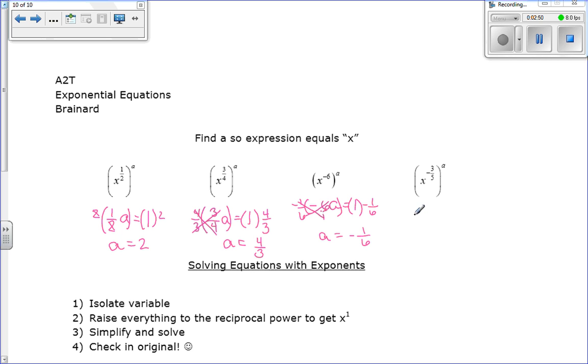For the last one, what would I multiply -3/5 by to get 1? Well, multiply by the reciprocal, which is -5/3. Everything cancels out over here. So a equals -5/3.